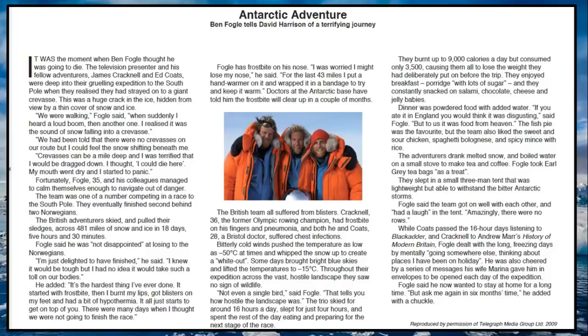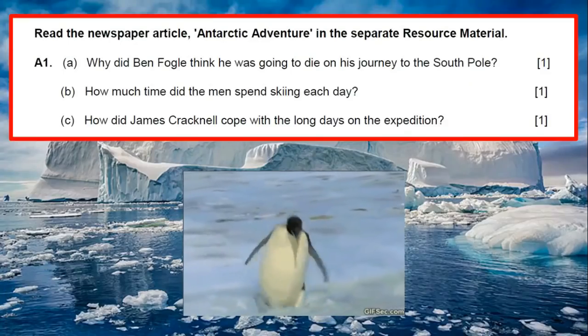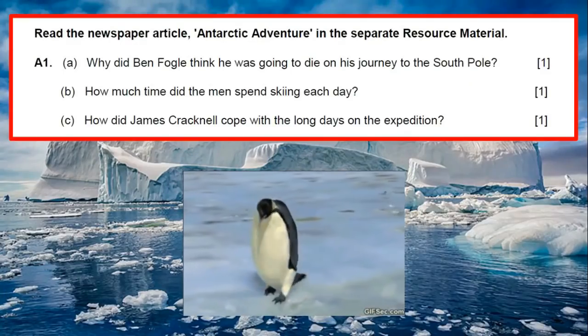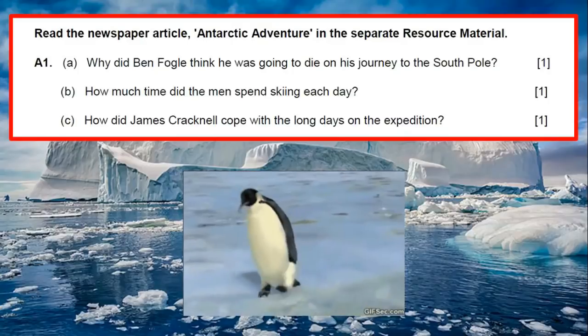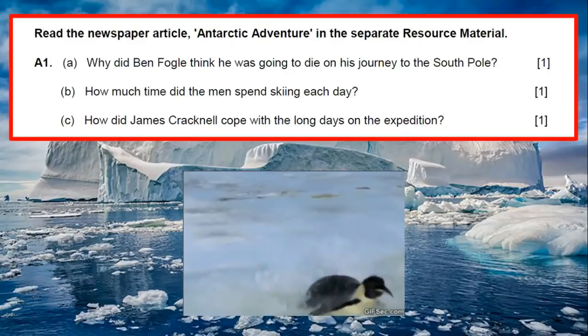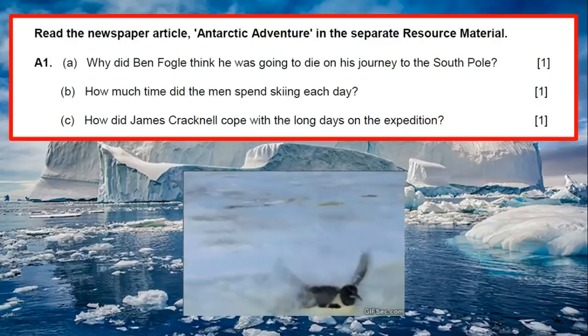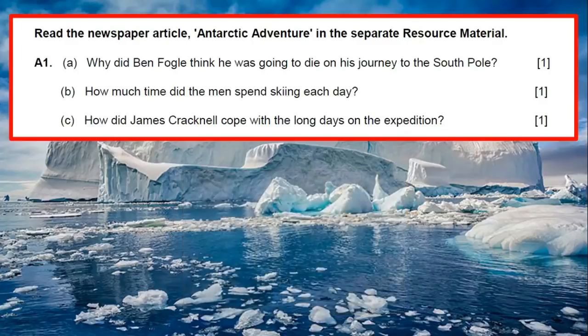So remember with this exam you'll get 2 texts, one from the 21st century, which is this one, and you'll get one from the 19th century later on. Questions 1 and 2 will always be on the 21st century text. So the questions are, read the article. A, why did Ben Fogle think he was going to die on his journey to the South Pole? B, how much time did the men spend skiing each day? C, how did James Cracknell cope with the long days on the expedition? So all you've got to do, search and find, look for these answers in the text.